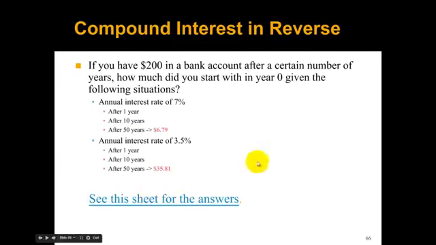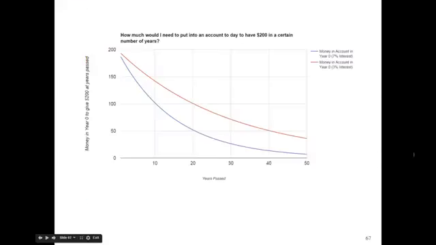Again, you can see this spreadsheet for the answers, but I'm also going to show you the graph. So again, they start out very similar, and in year one, you have to put in almost $200 to get $200 in a certain number of years. And then in year 10, it drops pretty low. And again, you keep going down and down and down to a very small amount that you'd have to put in today to actually get $200 in 50 years.